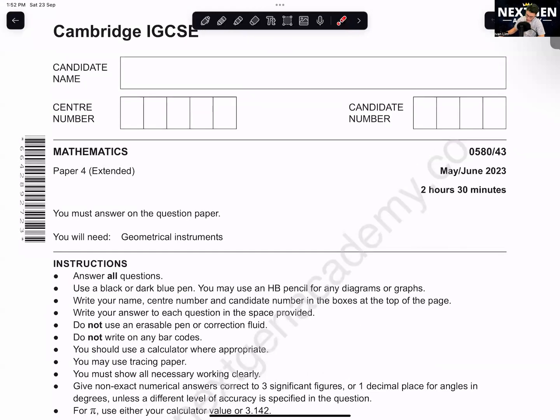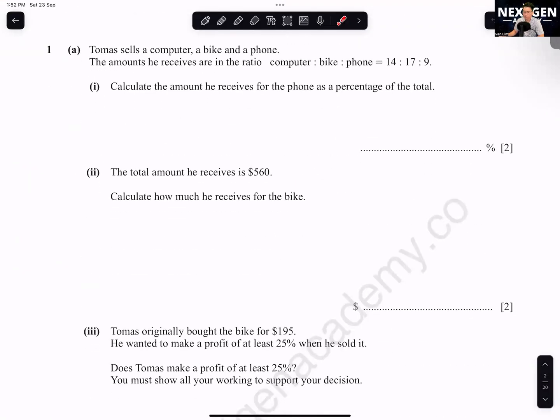We are going to go through this paper today, Paper 4-3 of May-June 2023. This is the last paper in the variant already, so we shall go straight into the questions.